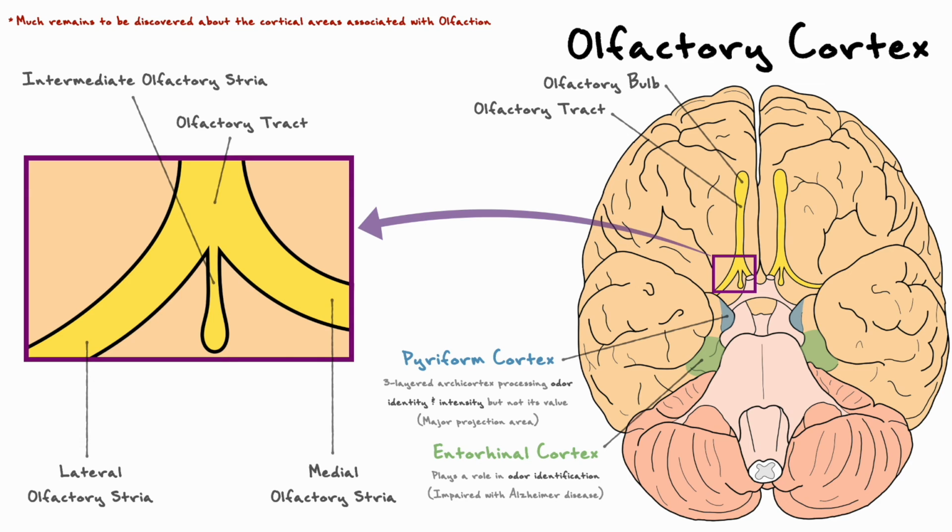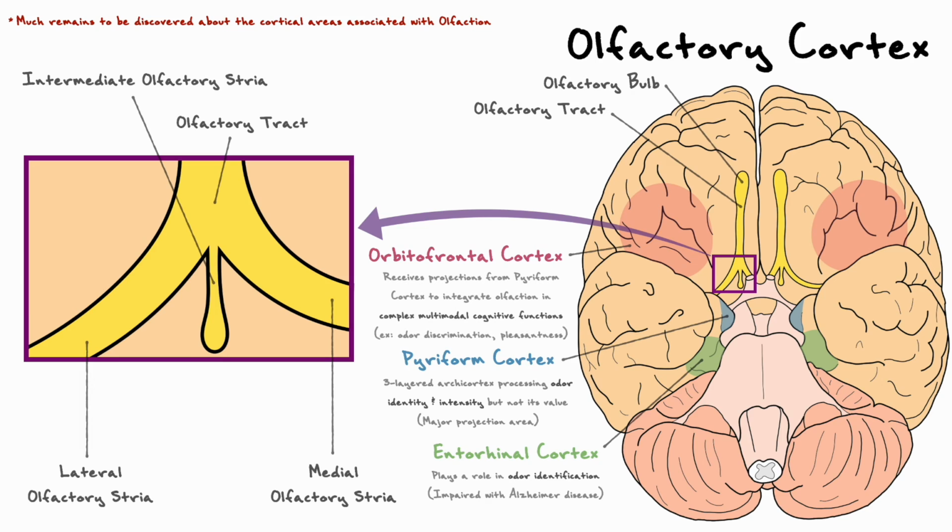Downstream of the piriform cortex, a very important area involved in olfaction is the orbitofrontal cortex. This area receives projections from the piriform cortex and many other senses such as vision, touch, and taste, and it integrates all of that together to form complex multimodal representations of our surroundings. It is in that area where the value or pleasantness of an odor will be processed, as well as the ability to compare and discriminate odors from each other.